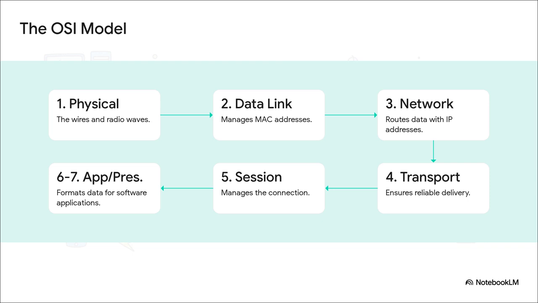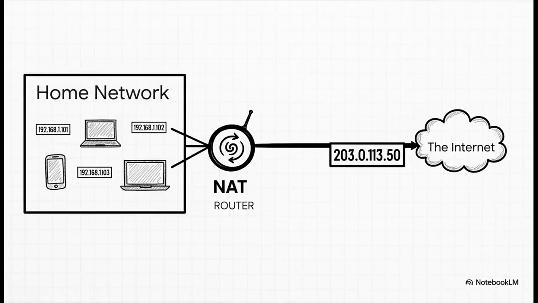This layered approach is what lets devices and software from literally anywhere in the world communicate with each other seamlessly. Now it's time for a little bit of internet magic called NAT, or Network Address Translation. See, your internet provider only gives your home one single public IP address. But you've got a laptop, a phone, a smart TV. How do they all get online?